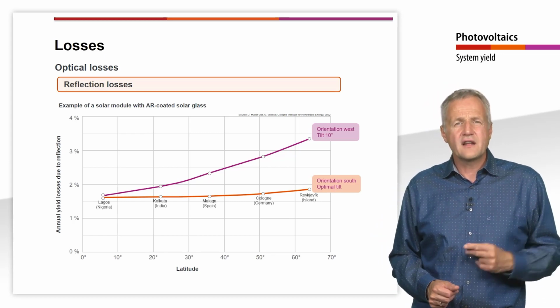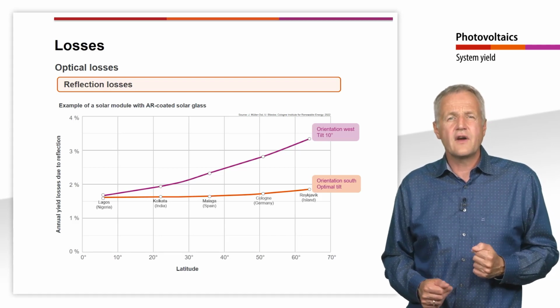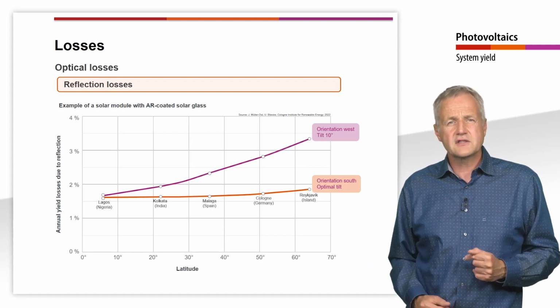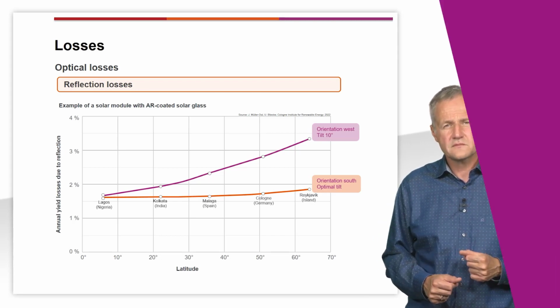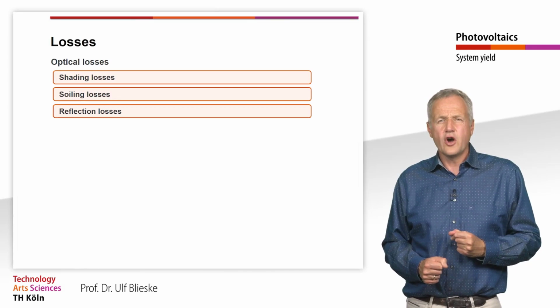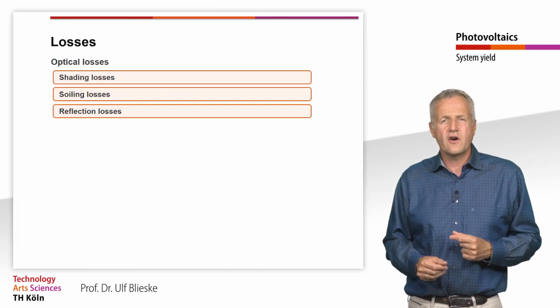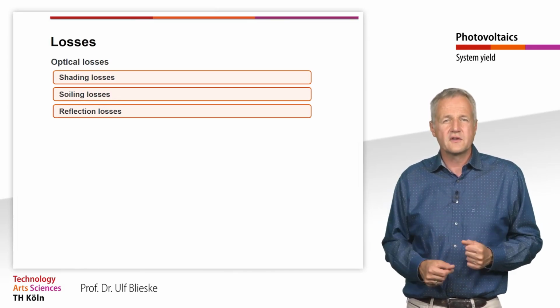Dependence of the reflectance on the angle of incidence varies with the glass, the selected antireflective layer, and if present, the texture of the solar glass. Besides the optical losses, there are several losses on the part of the PV modules.